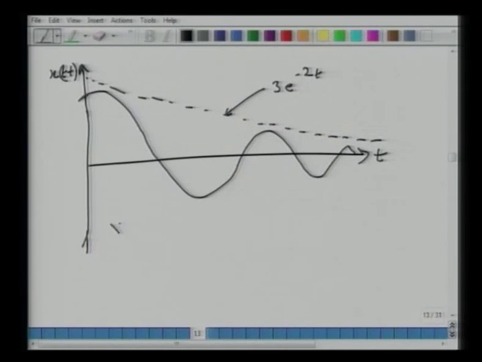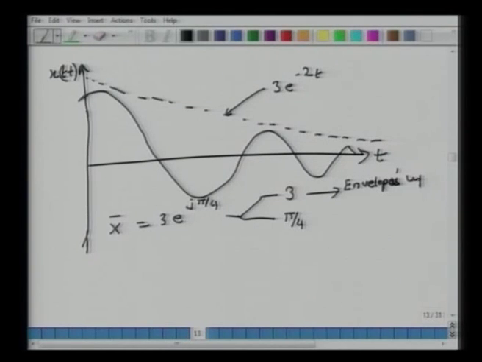So based on what we did earlier, x bar equals 3 e^(j pi/4). And this has two components. One component is 3. The other component is pi over 4. So this is like your envelope's upper limit. That is the maximum value the function can get. This is your phase.